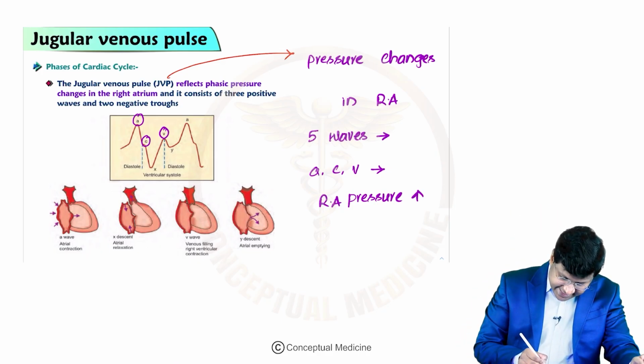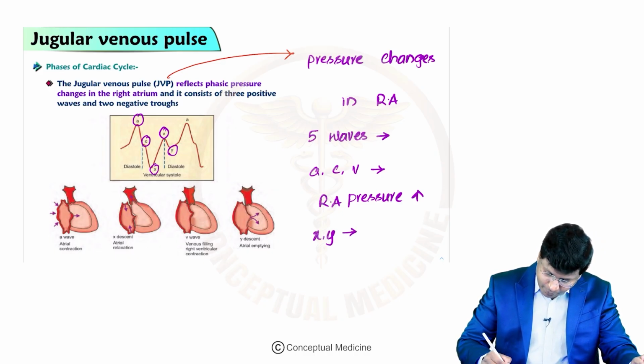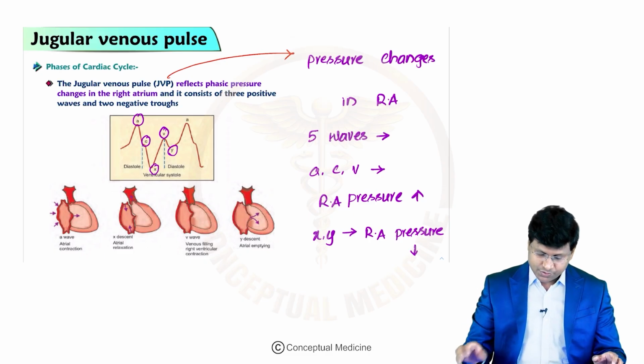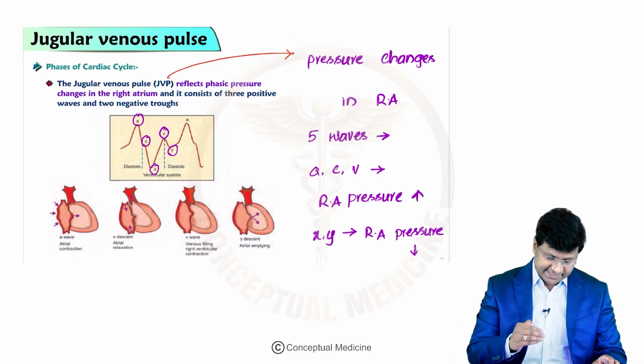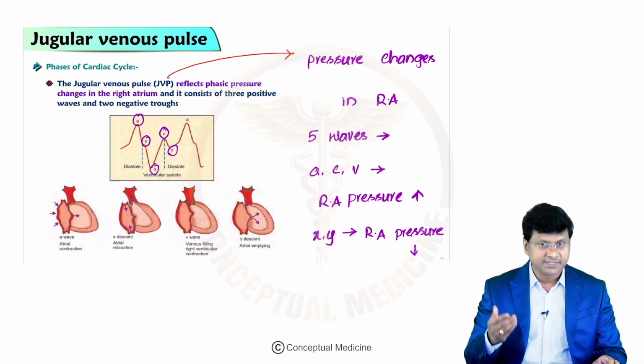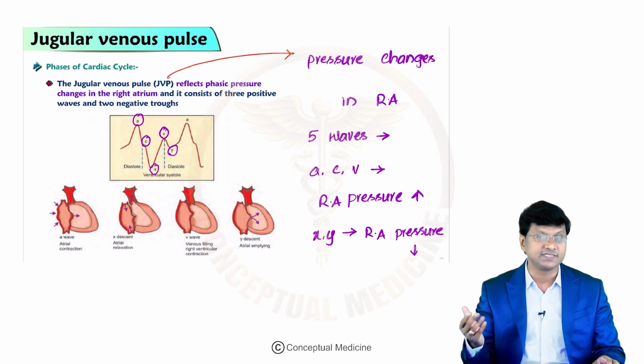Whereas you take this X and as well as the Y. So X and Y, both of these represent the right atrial pressure, right? Right atrial pressure is reduced. So that is what is your X and Y wave. So these are the 5 waves, that is A, C, X, V, Y. Out of which A, C and V, the right atrial pressure is more, and X and Y, the right atrial pressure is reduced. They are considered as negative waves. Which one? The X and Y.